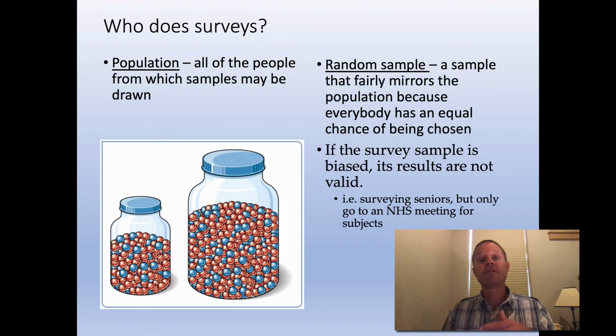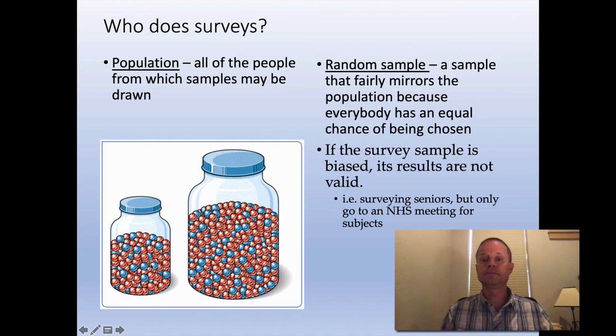So it would be like 25 freshmen, 25 sophomores, 25 juniors, 25 seniors. Half of them are male, half of them are female. And you would randomly pick those people. And it would mirror the overall population. So, like in this image, this big jar is the population, and you take a random sample, which would be like the small jar.